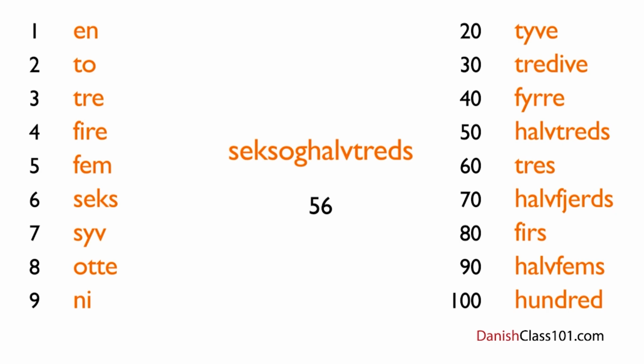Isn't it easy? Let's make another number, for instance, 98. Take 8, add og, and then add 90. 8 og 90. Now it's time for Louise's insights.